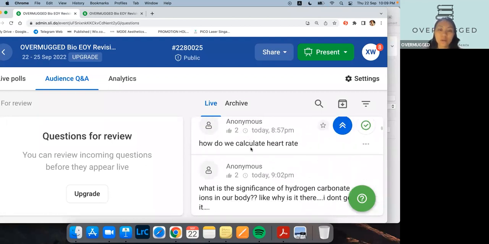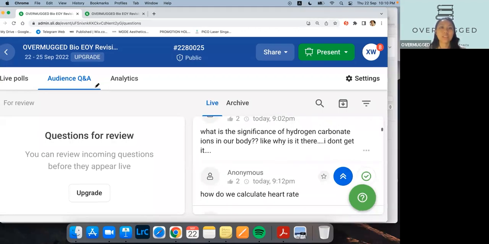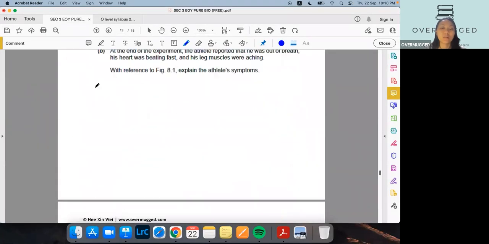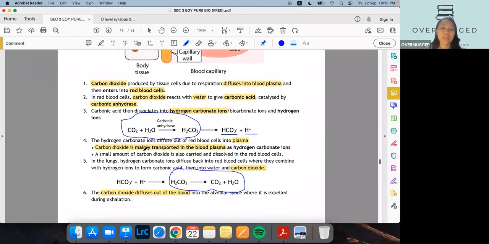Hydrogen carbonate. Okay, this is it. What is the significance of hydrogen carbonate ions in our body? To transport carbon dioxide. That's what we went through just now, right? Hydrogen carbonate ions is how carbon dioxide is being transported in the blood. Because carbon dioxide cannot exist as a gas in the blood. So therefore it exists in the form of hydrogen carbonate ion. So let's go and look at the process here. Carbon dioxide is mainly transported in the blood plasma as hydrogen carbonate ion. That is the point of the existence of hydrogen carbonate ion.